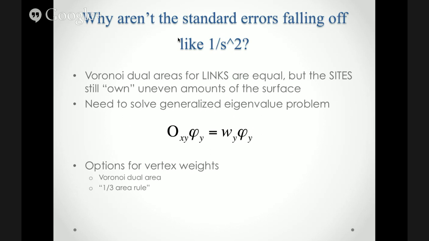So essentially, I realized this yesterday, and I haven't fixed it yet for the refined cube. So unfortunately I can't show you really nice spectra for the refined cube right now. But I hope that when the Voronoi areas at the sites are included properly and the generalized eigenvalue problem is solved, it should look just as nice as the finite element icosahedron.